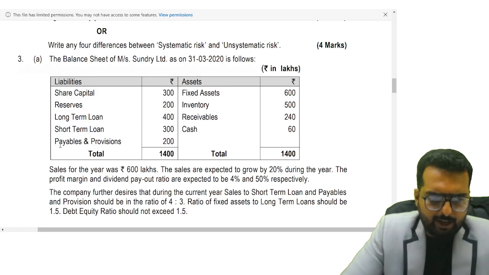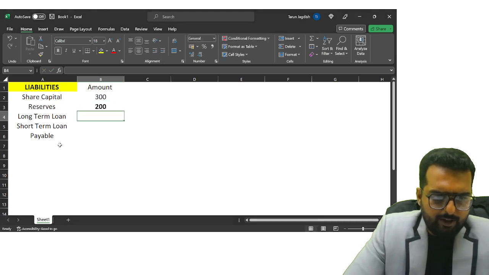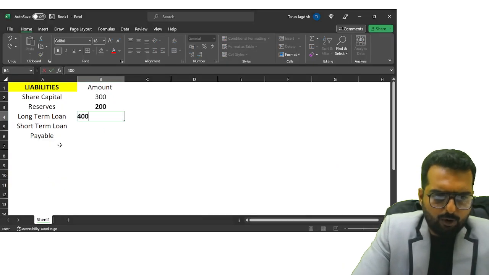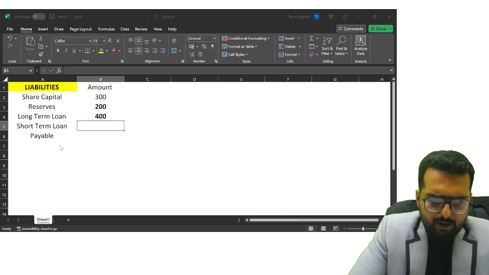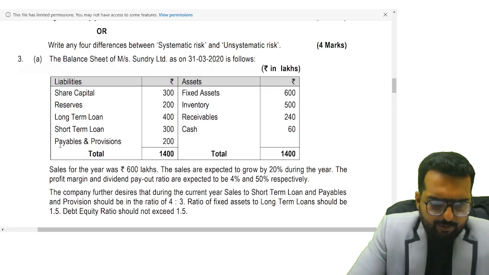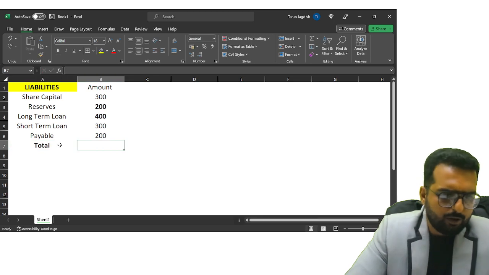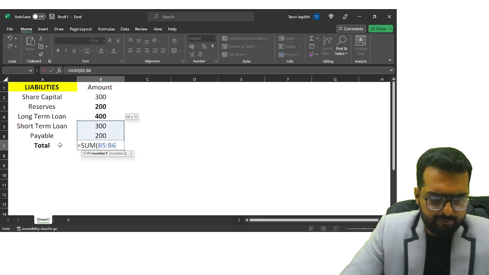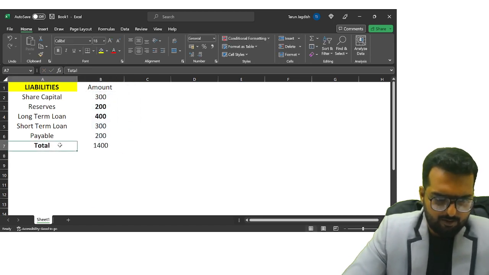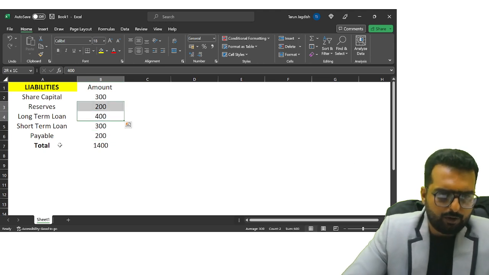The amount for share capital is 300. Reserves is 200. Everyone be ready with the chat box, okay? I want all of you to participate for this one question. Then you have 300. And finally, you have payables of 200. Therefore, what is the total that you get over here now? 1400 is your total, okay?